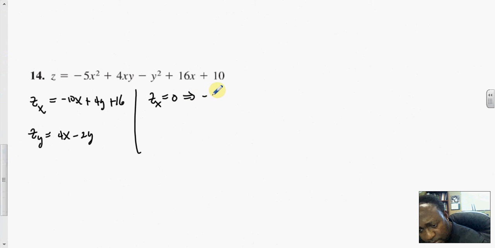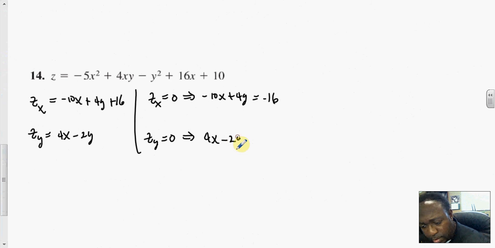And this implies here that we get negative 10x plus 4y is equal to negative 16. And the partial of z with respect to y equal to 0. That implies that 4x minus 2y is equal to 0. Now we simplify this and take that first equation.